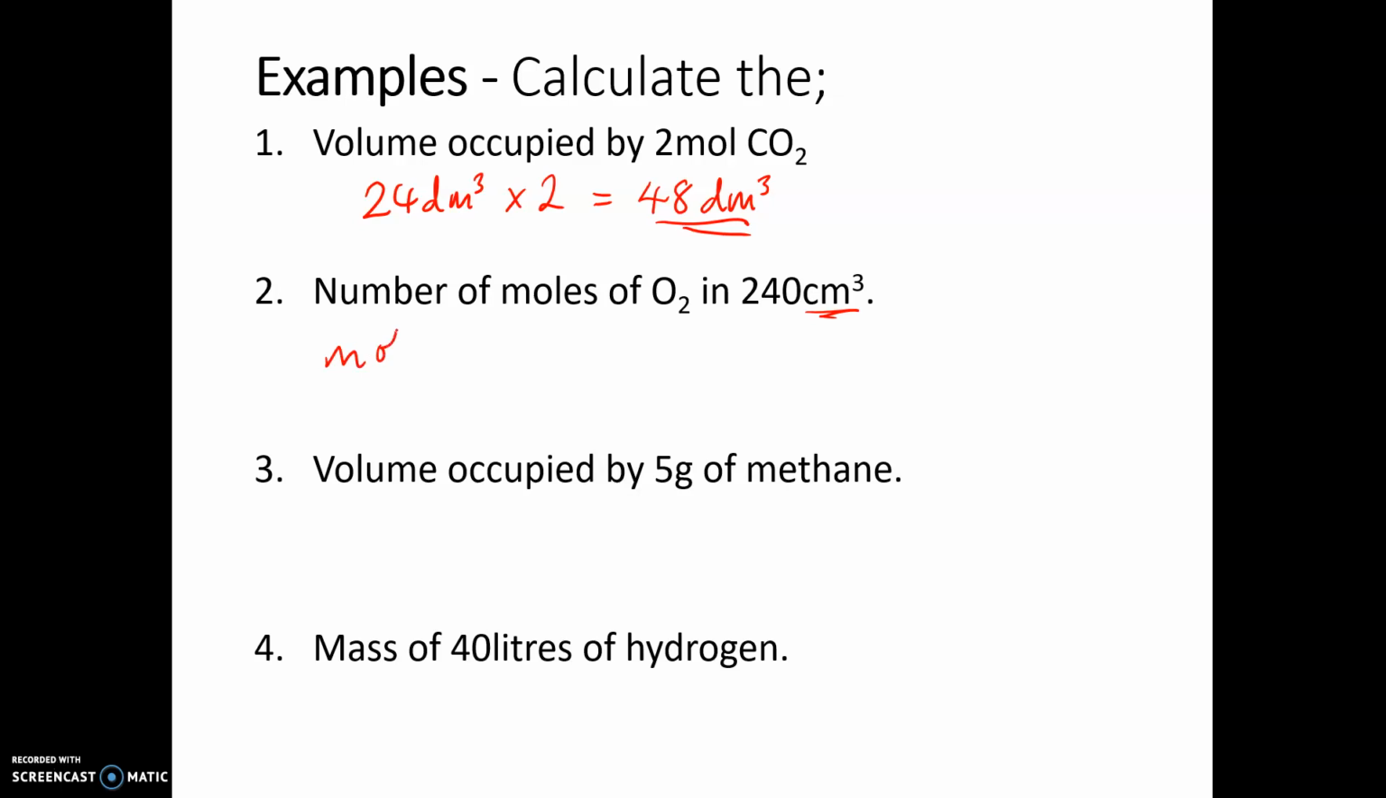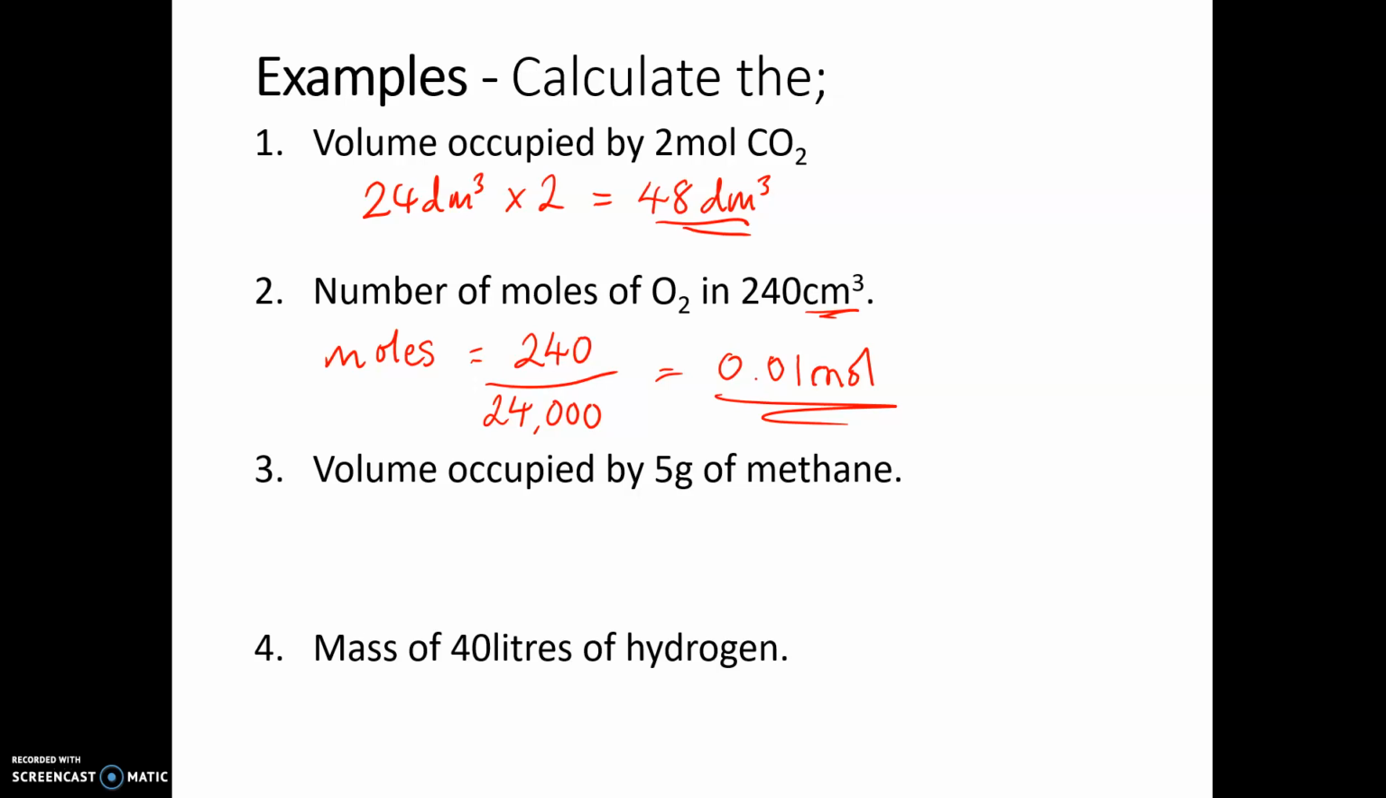So we can say moles in this case is going to be equal to 240 divided by 24,000, which is going to give us 0.01 moles. Okay, I think that should be correct.